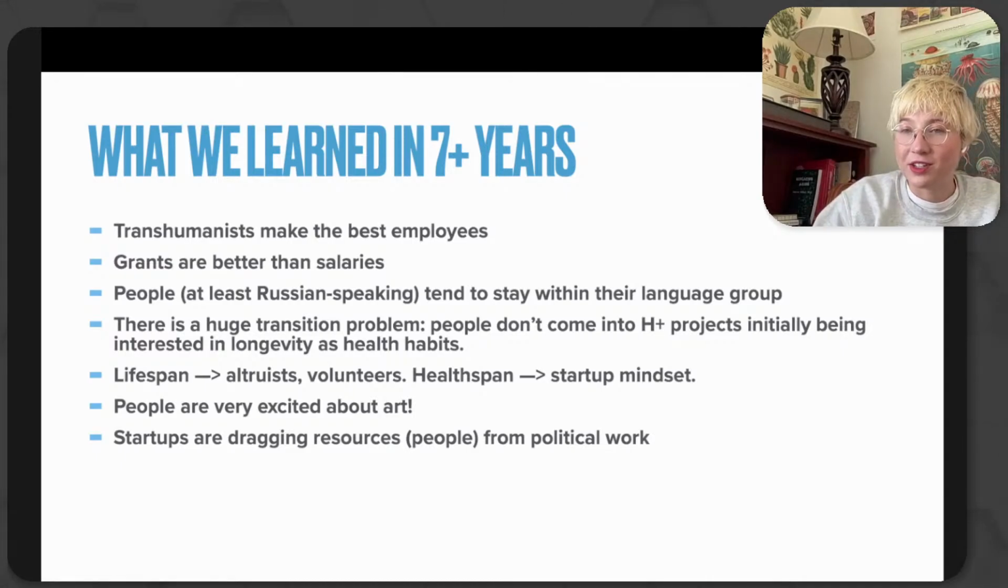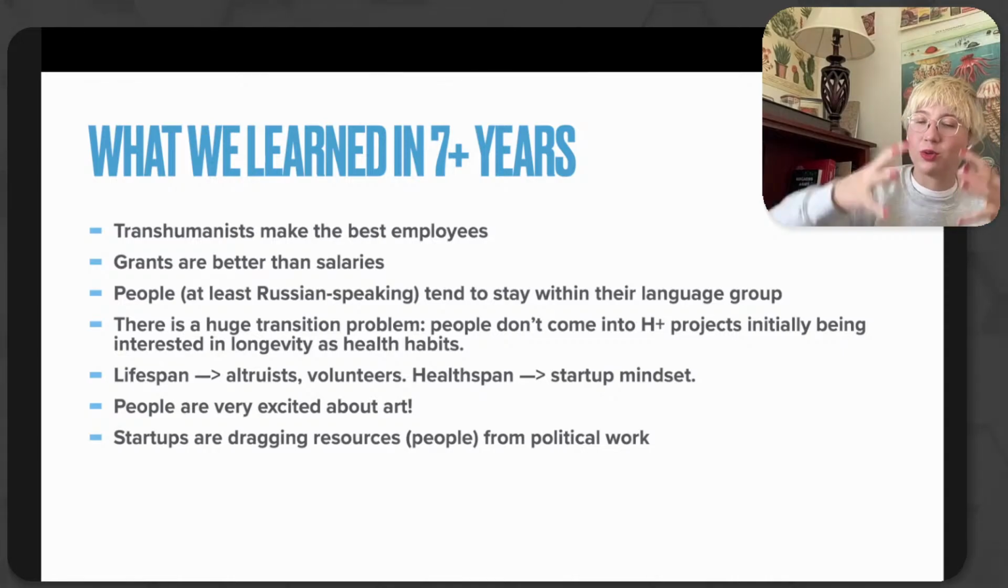And Gennady Stolarov is here. He's working on advocacy as well. If I'm not mistaken, there are other groups that are looking in that direction. With the startup mindset, you won't change the whole world dramatically. And startups are dragging resources and people from political work, which we highly need.